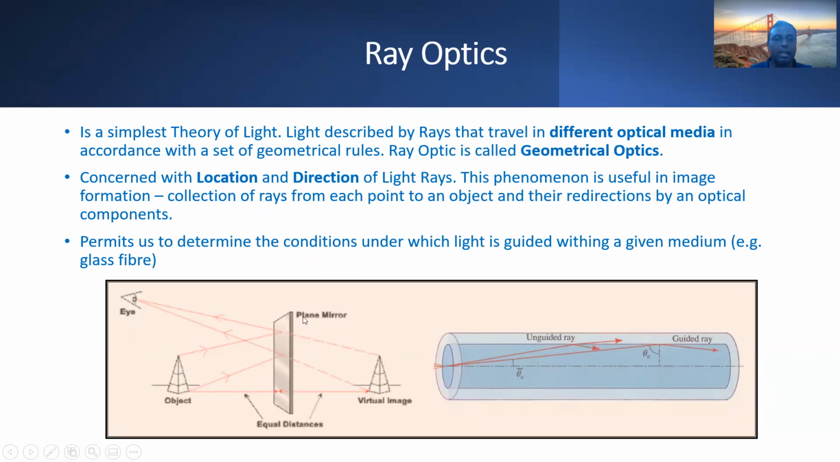Ray optics also permits us to determine the condition under which light is guided within a given medium, for example glass fiber. That can be illustrated in the picture on the right-hand side here. That is an example of a fiber. That means the ray is being guided in the core, so that the ray goes through the core without any refraction outside of the core. And that is governed by the angle theta given here, the complement of theta c, as well as theta c.